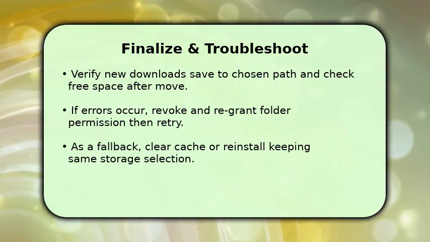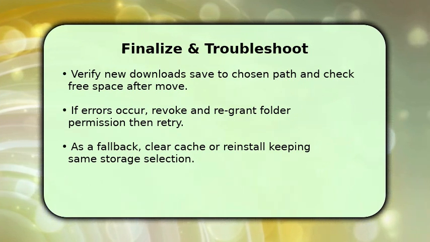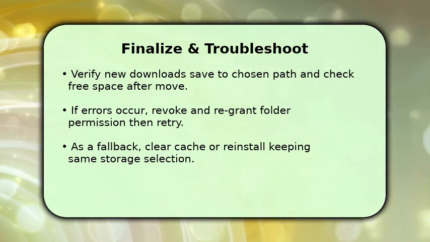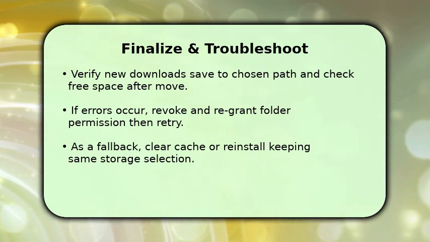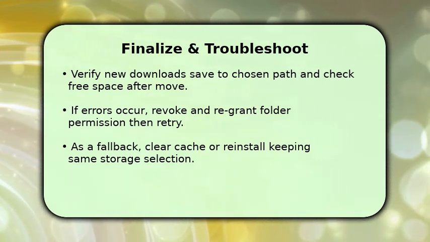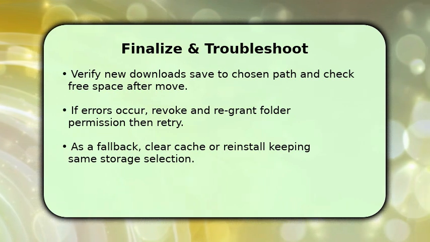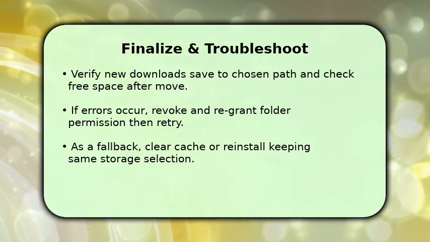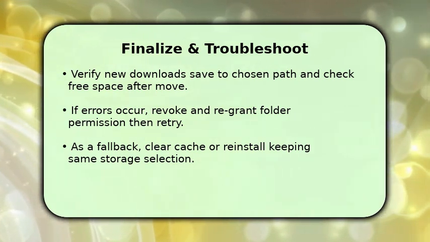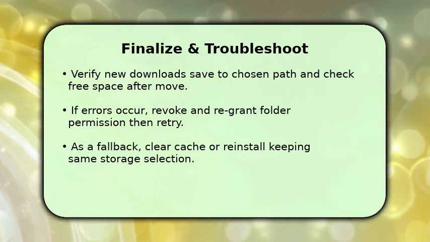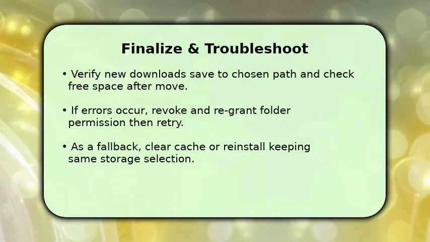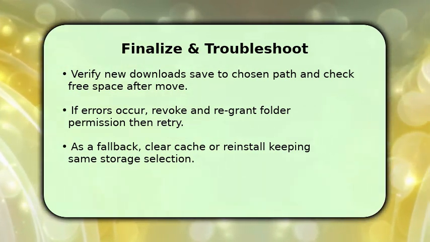If the app shows errors or files still go to the old path, revoke storage permission for Telegram X and re-grant it to reset access. Then repeat the path selection. If problems persist, clear Telegram X cache or reinstall the app while preserving your account. Choose the desired storage when prompted. This sequence resolves most permission and indexing issues quickly.